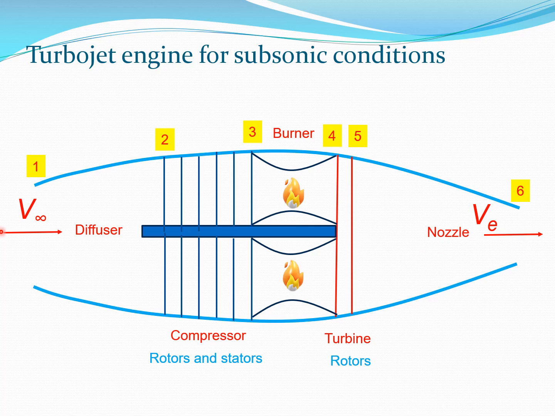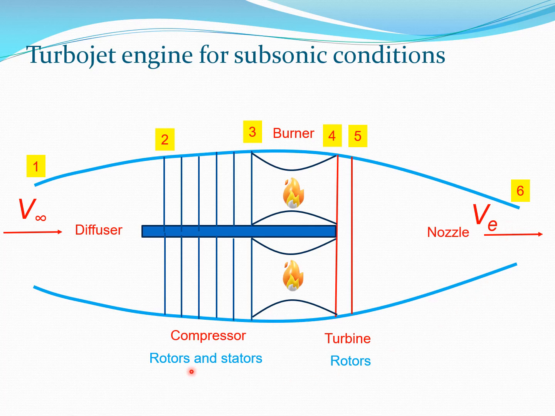Now what happens is that the air will come in, it will slow down in this whole region, that is the diffuser and compressor. It gets compressed, it gets burnt in this particular region called the burner or combustor, and then it is exhausted out through this nozzle, and also it goes through this turbine. Essentially this first part is the compression process, and the last part here from 4 to 6 is the expansion process.